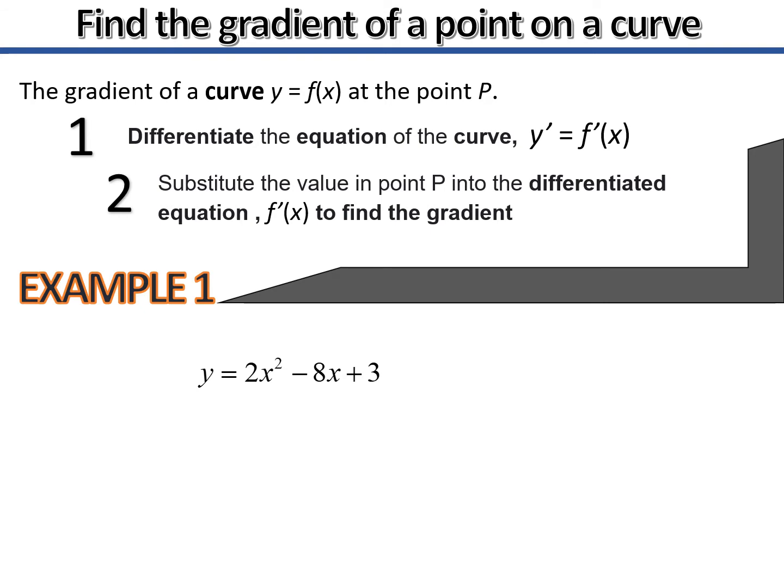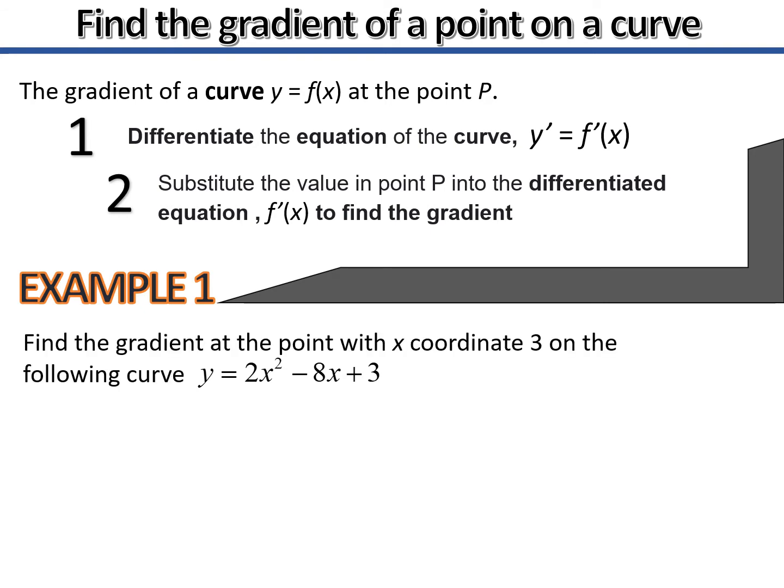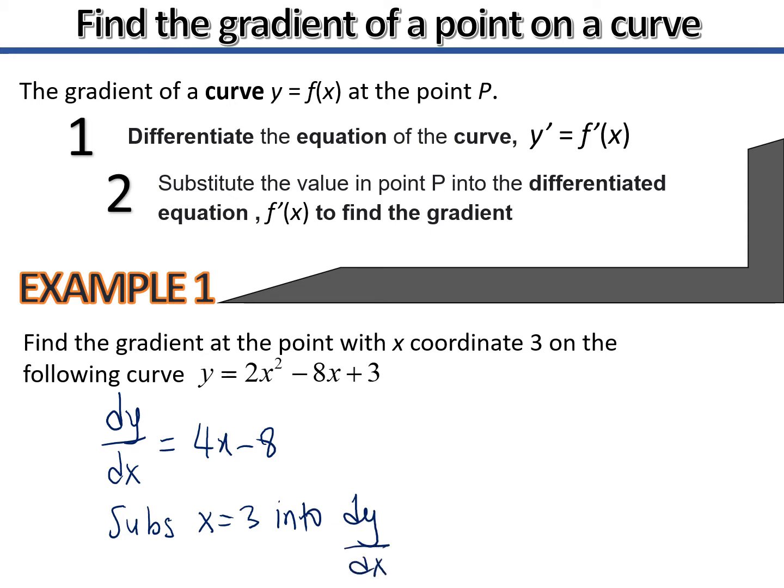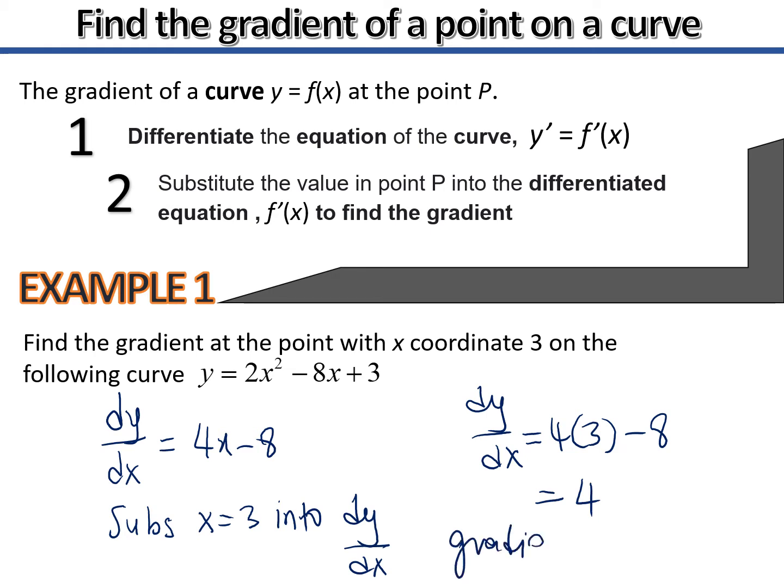Let's discuss example 1. Find the gradient at the point with x coordinate 3 on the following curve y equals 2x squared minus 8x plus 3. First, we need to differentiate y, so we will have dy/dx equals 4x minus 8. And then we substitute x equals 3 into dy/dx. So we will have dy/dx equals 4 times 3 minus 8, which is 4. So the gradient is equal to 4.